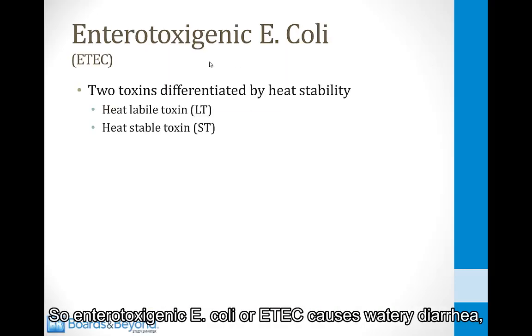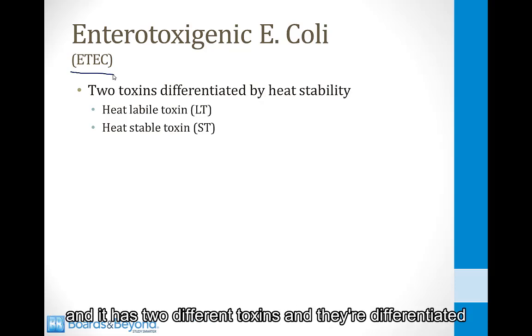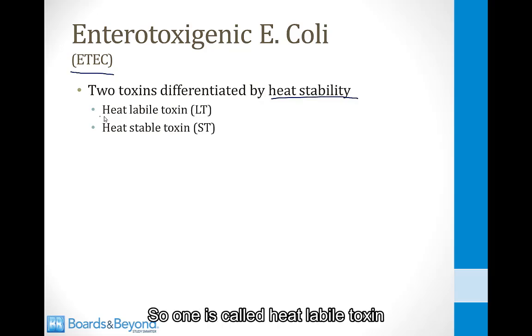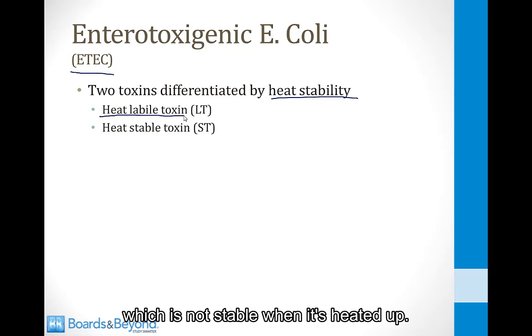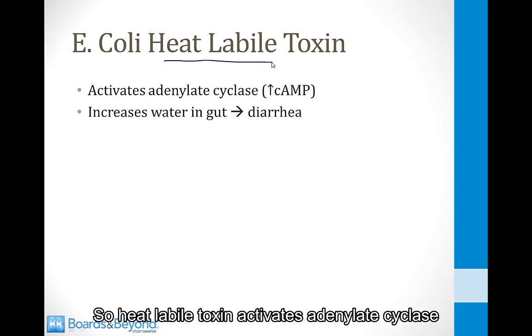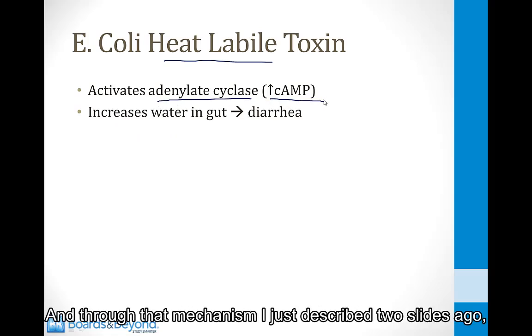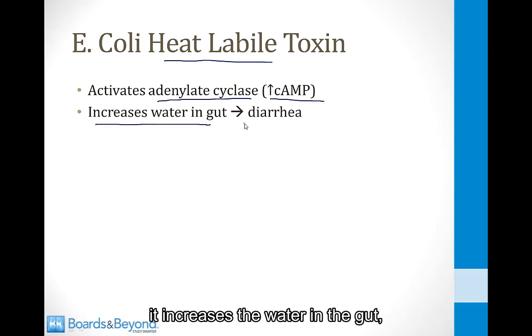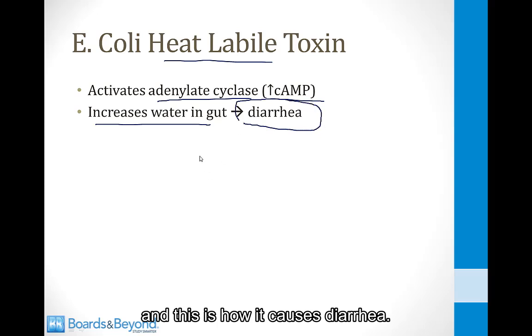So enterotoxigenic E. coli, or ETEC, causes watery diarrhea, and it has two different toxins, and they're differentiated by their heat stability. So one is called heat labile toxin, which is not stable when it's heated up. The other is called heat stable toxin, which is stable when it's warmed to a higher temperature. So heat labile toxin activates adenylate cyclase and increases the cyclic AMP, and through that mechanism I just described two slides ago, it increases the water in the gut, and this is how it causes diarrhea.